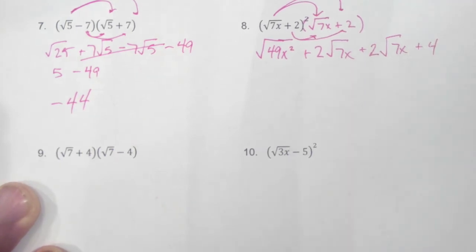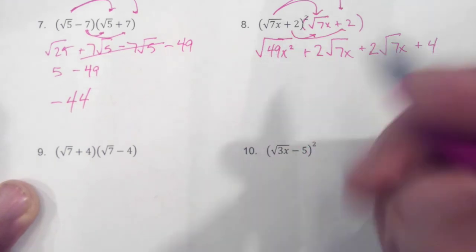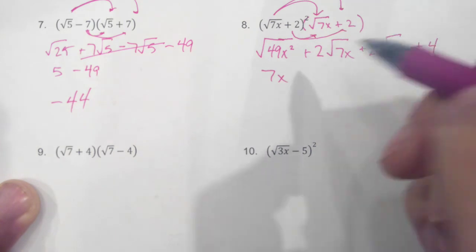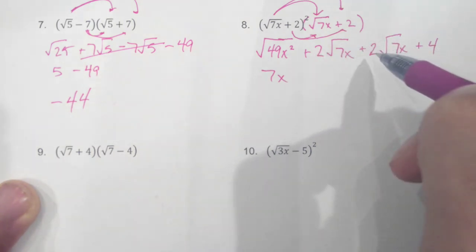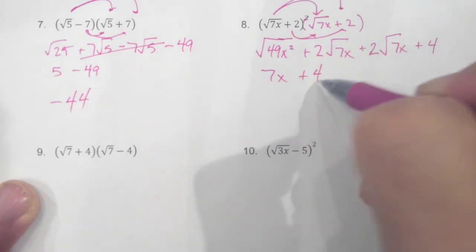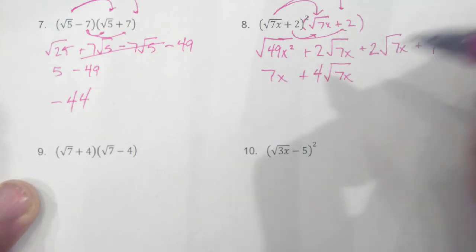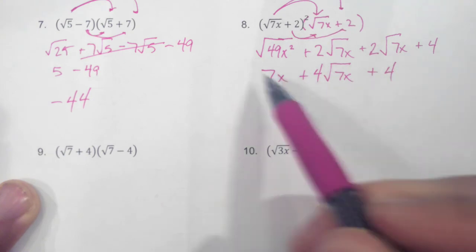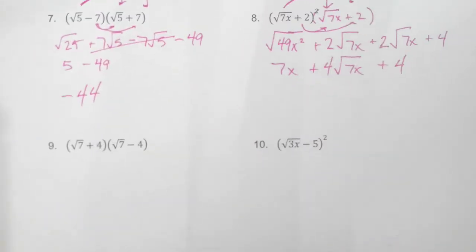Now we want to simplify what we can. I look in here and I see both of these are perfect squares. The square root of 49 is 7. The square root of x squared is x. I have 2 square roots of 7x plus 2 more square roots of 7x. Again, those are like radicals. 2 plus 2 is 4. Remember, the radical stays the same. You just add them. It's kind of like x plus x or anything like that. And I've got the plus 4 at the end. Does anything else combine? Doesn't look like it, so that's going to be my final answer right there.